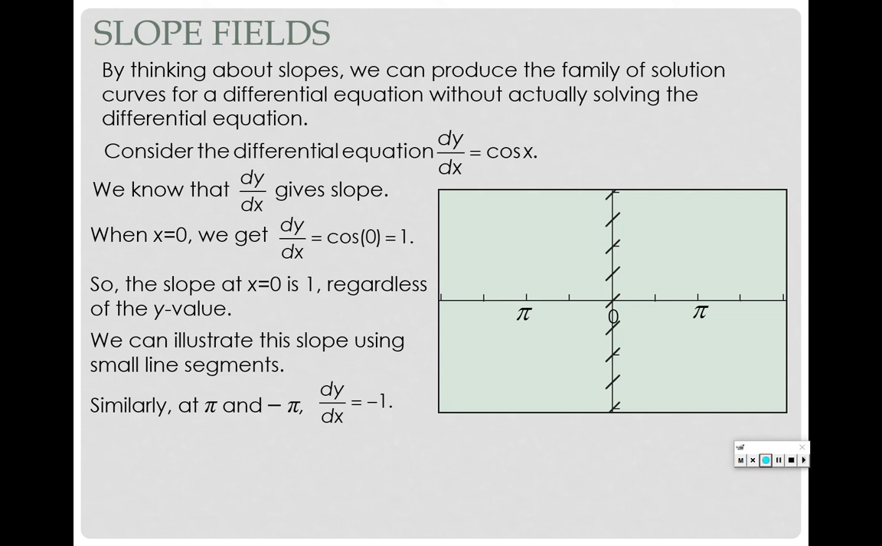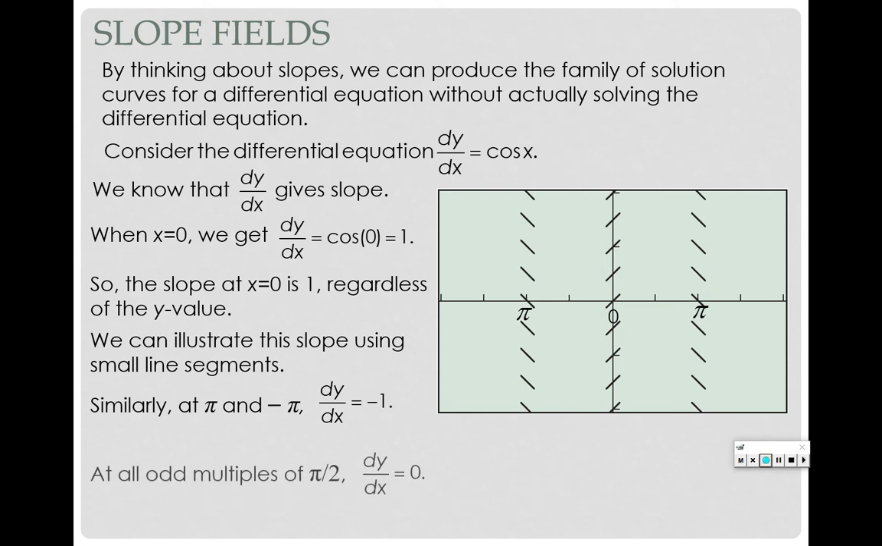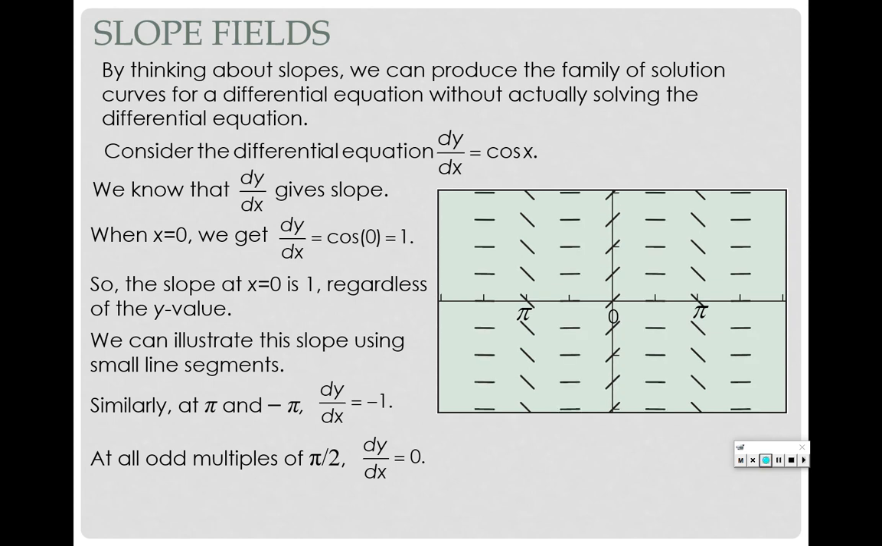Similarly, at pi and negative pi, if I put pi into this, sorry, at pi I get negative 1, and at negative pi I get negative 1. So we know that the slopes are negative 1 at those values. See, we're just getting a picture to say, if you're at this x value, your slope must be this. I don't know what the solution is. I don't know what the equation is, but this is what it looks like. If we do the pi by 2s, we get zeros. And now can you see sine developing there?